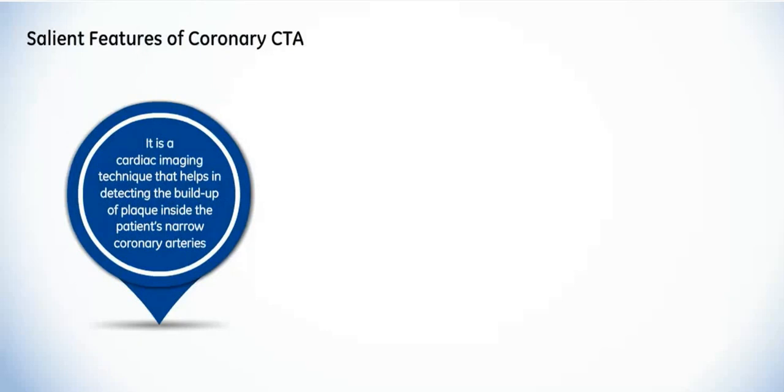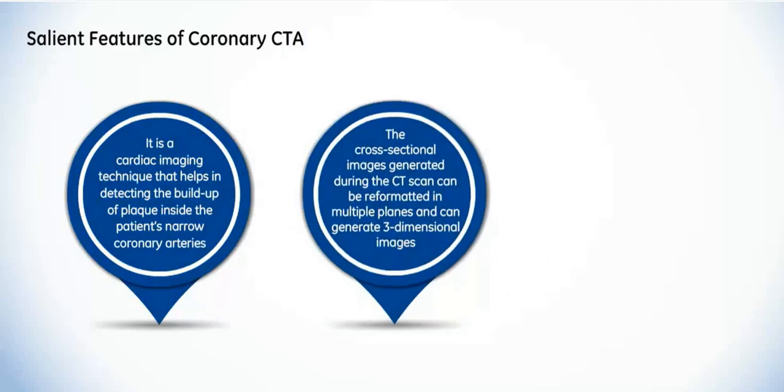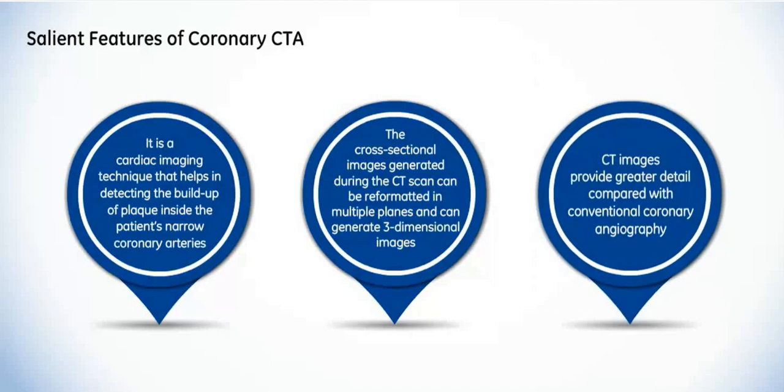Coronary CTA is a cardiac imaging technique that is commonly utilized for the detection of plaque buildup within the coronary arteries. The cross-sectional images generated during the CT scan can be reformatted in multiple planes and can generate three-dimensional images. Compared with conventional coronary angiography, coronary CTA provides greater details of the soft tissues and blood vessels.